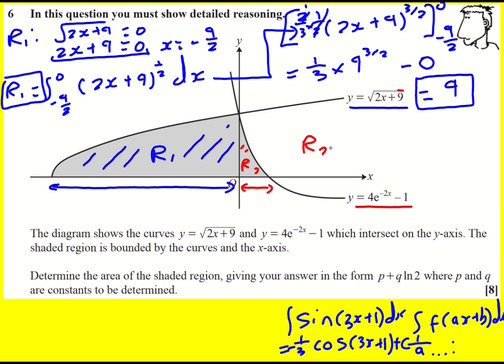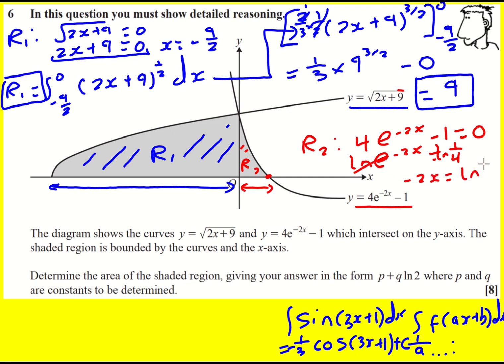All right, on to R2. So now we need to find this point here, which is going to be when 4e to the minus 2x minus 1 is equal to 0, which means e to the minus 2x is going to equal a quarter. We can take ln of both sides. Just put a ln there, put a ln there. These cancel, so I'm left with minus 2x is equal to ln of a quarter.